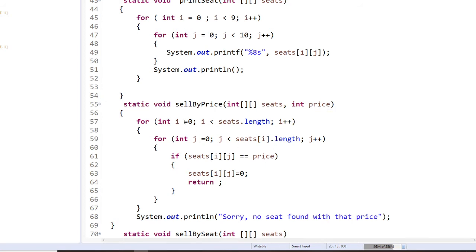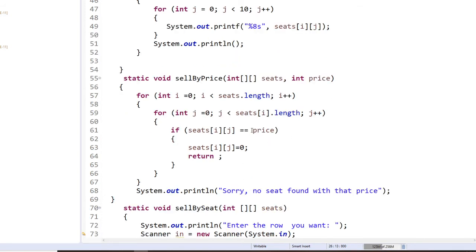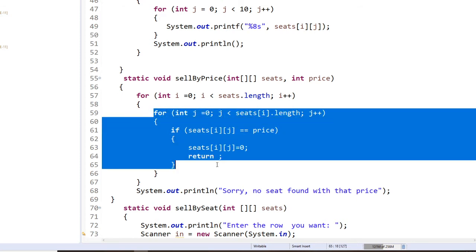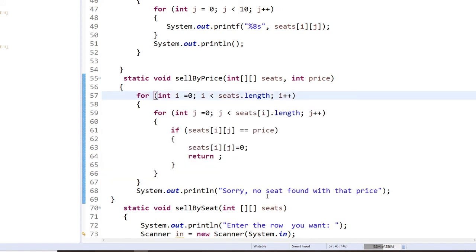We are going to say this: as long as your row is valid, between 0 and 9, and as long as your seat is also valid, 0 to 9, then once that's valid, I put the price into this seat as soon as I find the first available seat. Remember all seats were set to a price first. Once I find it, I set that seat to zero, meaning it's sold, and return. I don't need to continue. If I do all these and did not find my seat, I will say sorry, no seat found with that price.